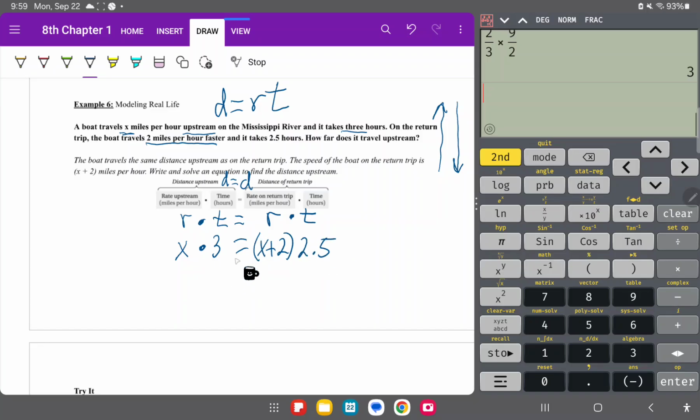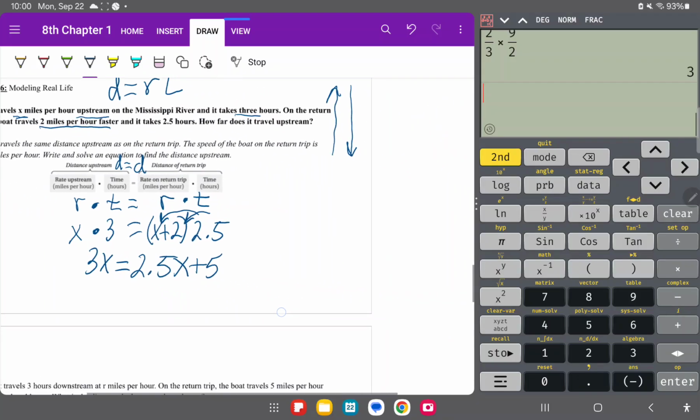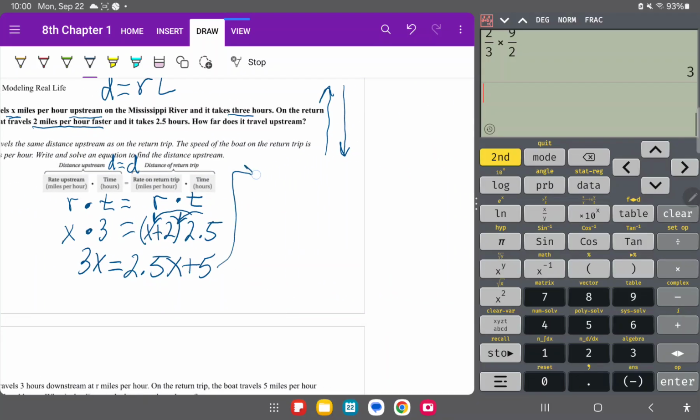All right, so we need to do the parentheses first, and we're going to do a little multiplication. x times 3 is just 3x. Then here, it's in reverse, but we still have to do the distributive property. 2.5 times x is 2.5x. And then 2.5 times 2, that is 5. All right, now I'm out of room, so I'm going to just rewrite it up here. 3x equals 2.5x plus 5.